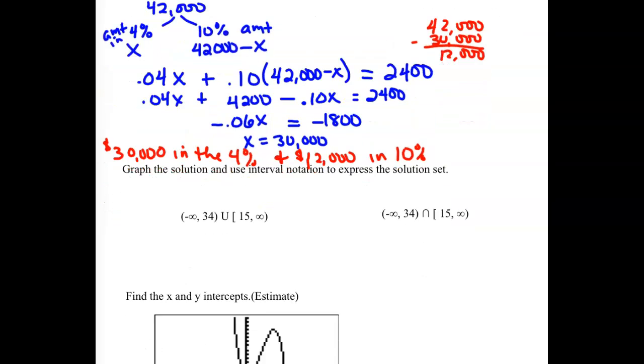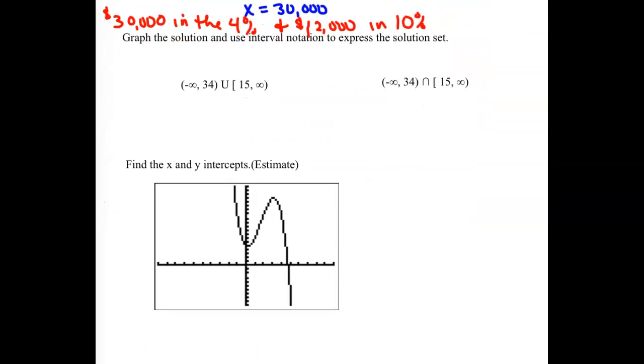All right. Moving away from word problems, a couple other topics that we looked at in this first chapter. It says graph the solution and use interval notation to express your answer. So we have the interval from negative infinity up to almost 34, and we want to do a union with the interval including the 15 and up to infinity.